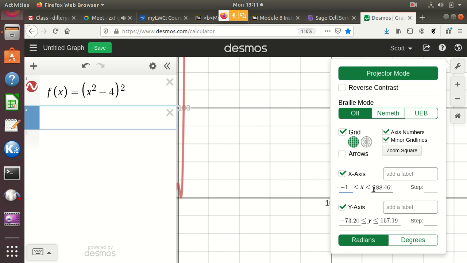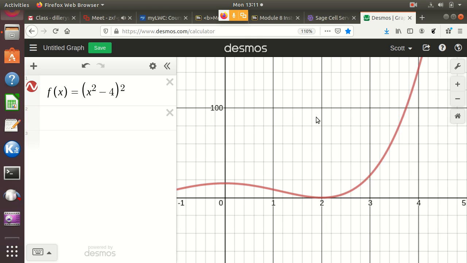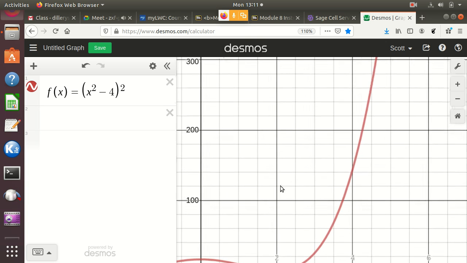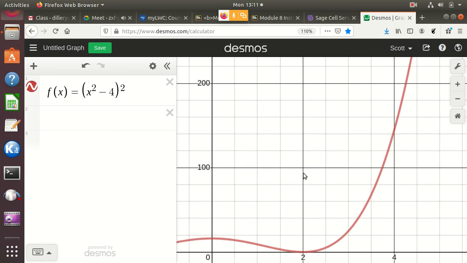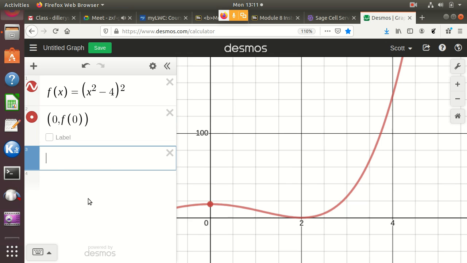Go from like -1 to 5. Okay, now I can get out of there. And if I do that and put those points in, let me try that again. I'll just do the points, 0 and f of 0. And so that point shows up, and 4, whoops, and f of 4.